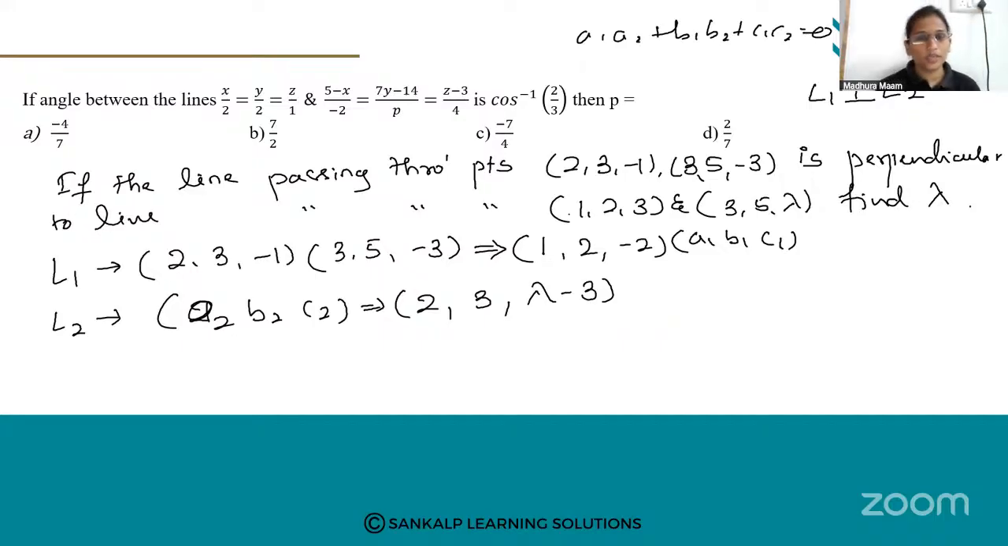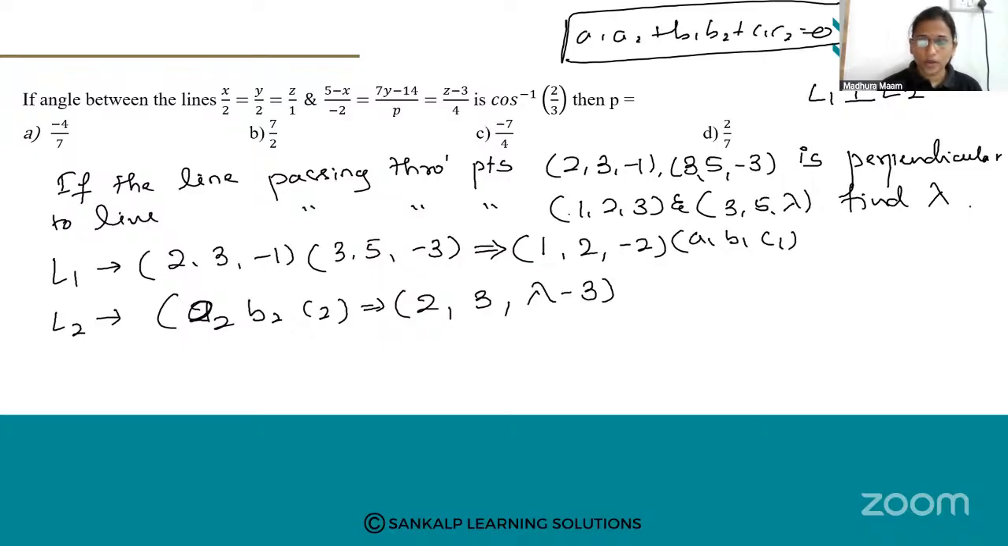We know how to find this. The direction ratios of a line segment passing through 2 points are x2 minus x1, y2 minus y1, z2 minus z1. Correct? Now what piece of information will we use here? They are perpendicular. So A1 A2 plus B1 B2 plus C1 C2 will be equal to 0.